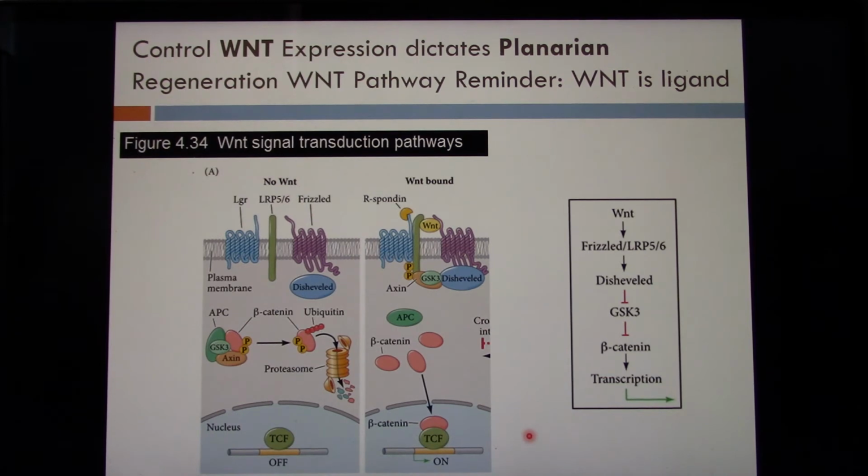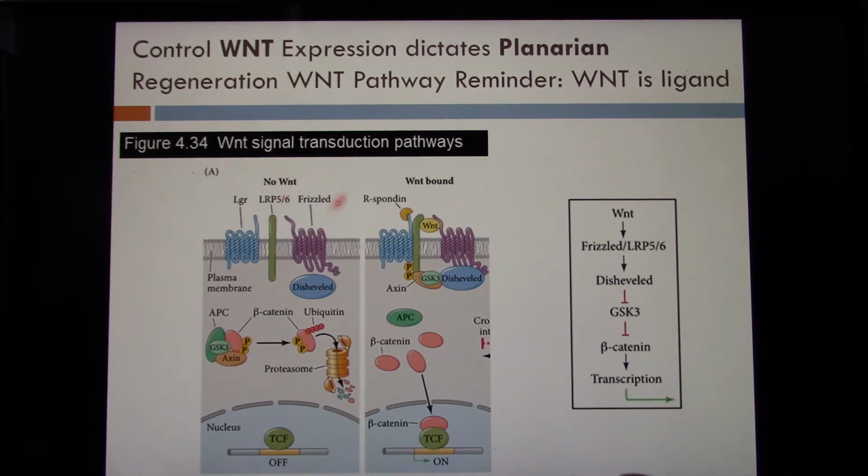The secret to success for the planarian is our friend Wnt. And we learned about Wnt as a morphogen. It's a paracrine factor. Expression of it is going to dictate the planarian regeneration. And so I want to give you a little reminder of the Wnt pathway. So Wnt is a ligand.